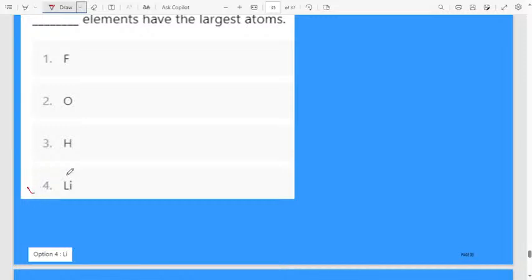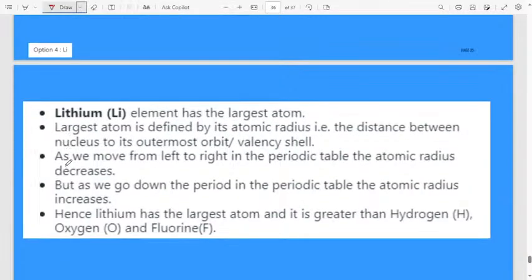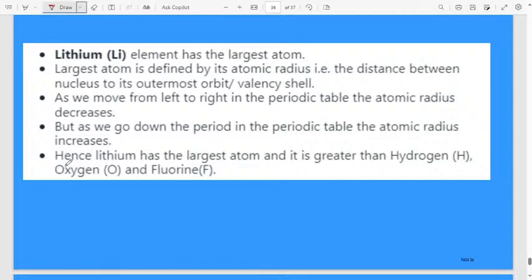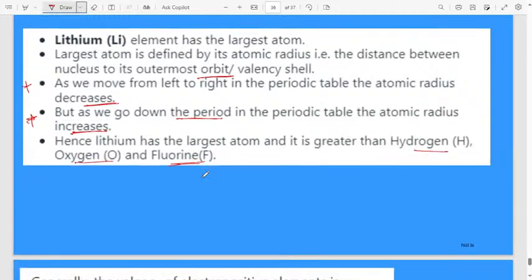Lithium is the largest atom. Largest atom is defined by its atomic radius. The distance between the nucleus and the outermost orbit, the valence shell, is more. As we move from left to right in the periodic table, atomic radius decreases. As we go down a group in the periodic table, atomic radius increases. Remember these 2 points. Hence, lithium has the largest atom. It is greater than hydrogen, oxygen, and also fluorine.